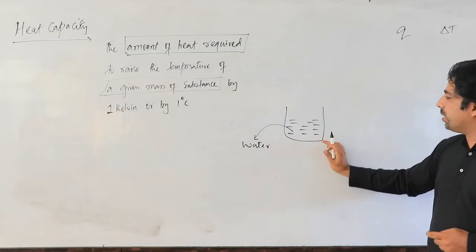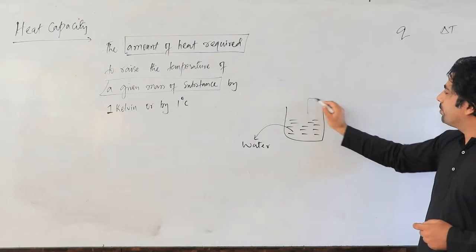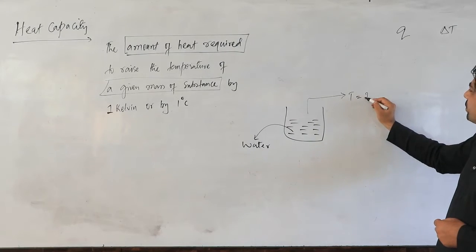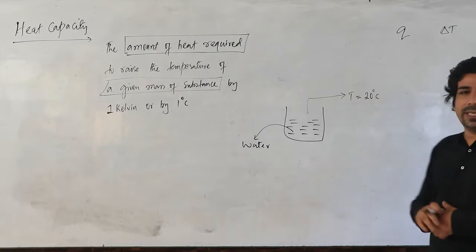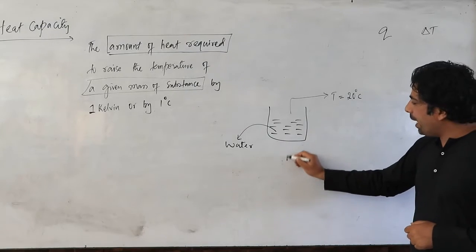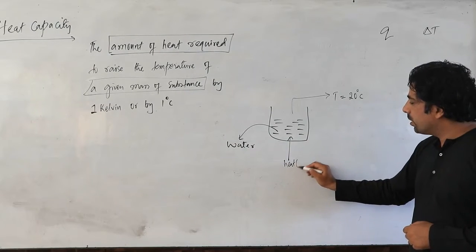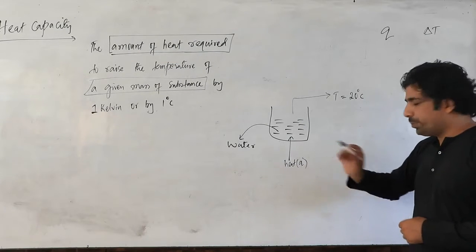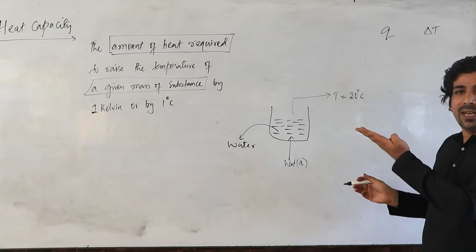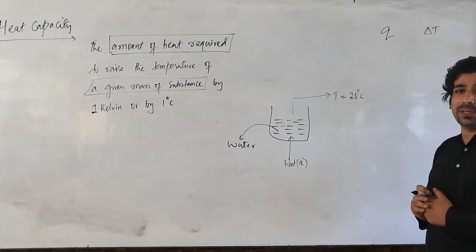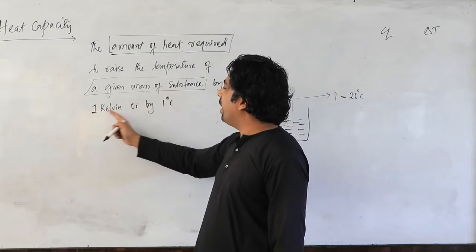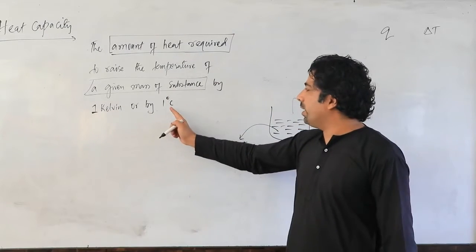Let us suppose by using a thermometer, we will check the temperature here. Let's suppose this water is at 20 degrees Celsius, my dear friends. So what I am going to do is supply the heat. When I supply the heat Q, what will happen? The temperature of this water will increase. But how much do I have to increase the water temperature? I have to increase the temperature of a given mass of substance by 1 Kelvin, yes or no? Or by 1 degree Celsius.